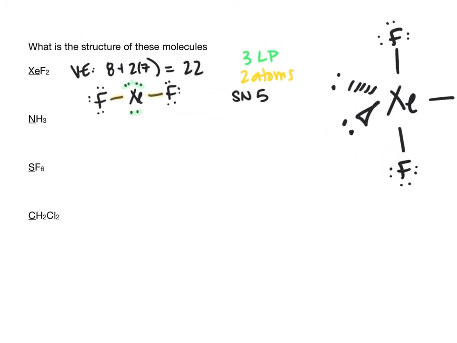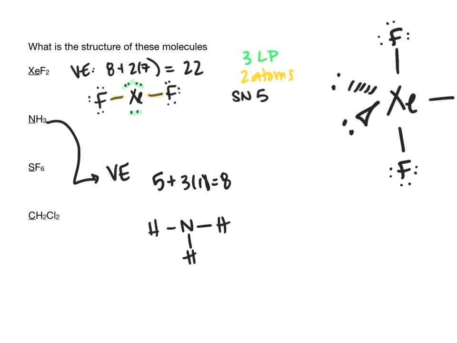So next, let's look at NH3. The valence electrons is 5 plus 3 times 1, which is 8. So we know that we're going to get nitrogen with our 3 hydrogens using 6 of our electrons. When we count these up, we can count 3 atoms and 1 lone pair. So we know that this is going to give us a steric number of 4.